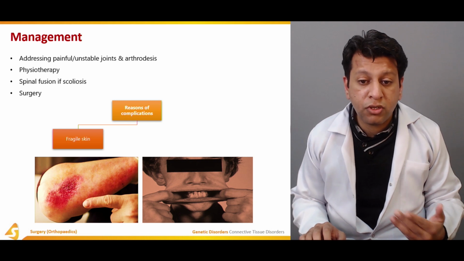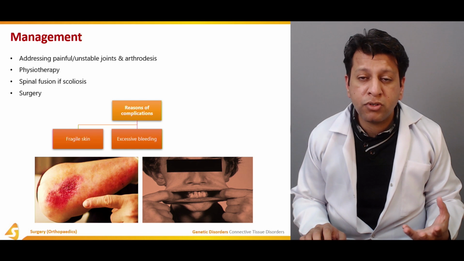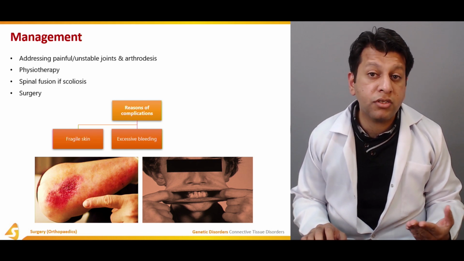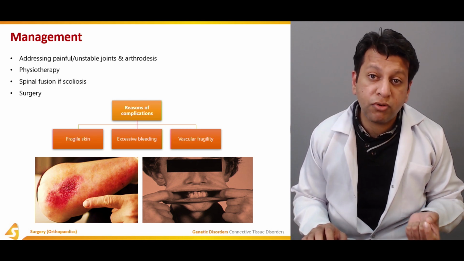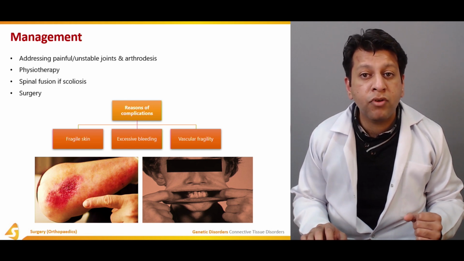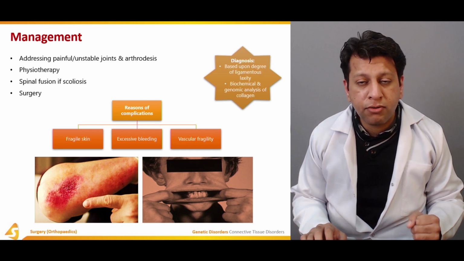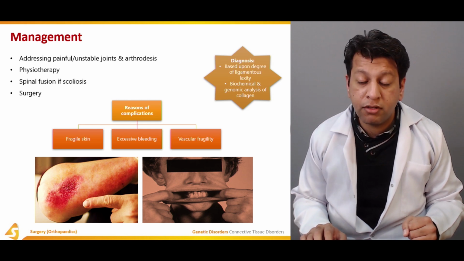This is usually increased bleeding tendency due to fragile skin. There's excessive bleeding because the connective tissue in the vasculature is also defective. There's increased vascular fragility, which also leads to further increased bleeding tendencies and then increased chances of petechiae and hemorrhages in the skin. The diagnosis of this disease is actually based upon the ligamentous laxity, biochemical and genomic analysis of the collagen.